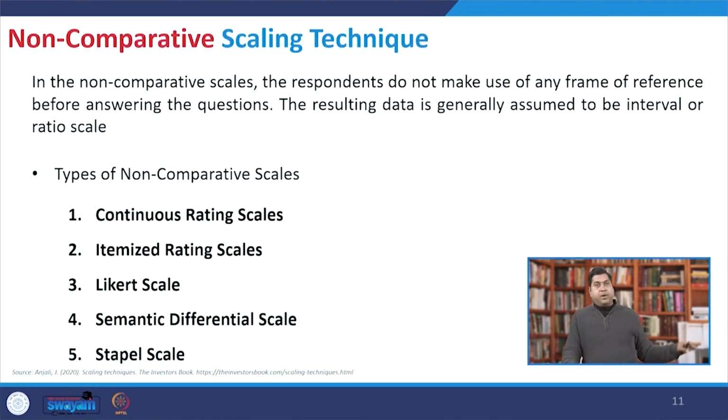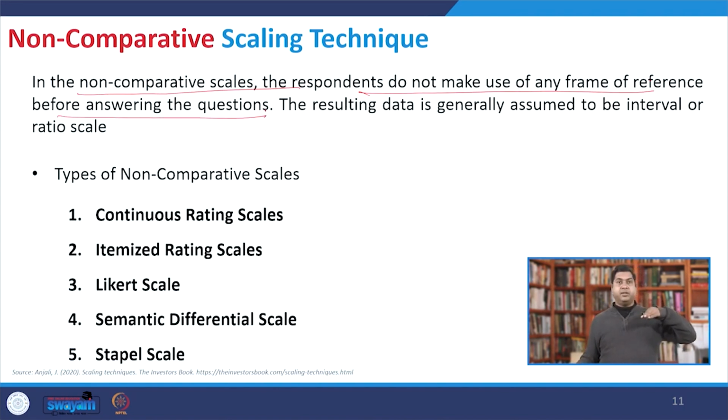Now, that was all about the comparative scaling. Now we will discuss non-comparative scaling. In non-comparative scales, the respondent does not make use of any frame or reference before answering the question. That means it is not that I have a benchmark and compared to that I have to give a value. The resulting data is generally assumed to be interval or ratio. So this is the difference.